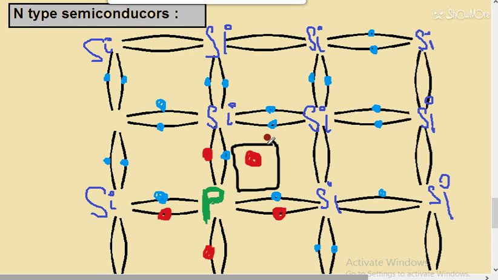So due to the addition of this pentavalent impurity, phosphorus or it can be arsenic also, one extra, or you can say one free electron is there. This electron is free. So due to which the conductivity increases. Now this free electron can move anywhere in the semiconductor, but within a boundary.